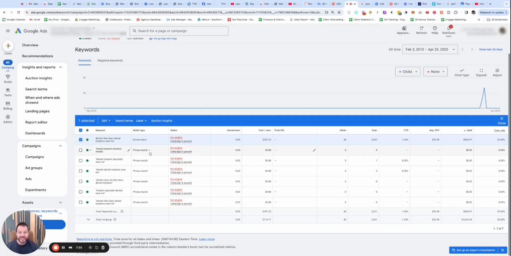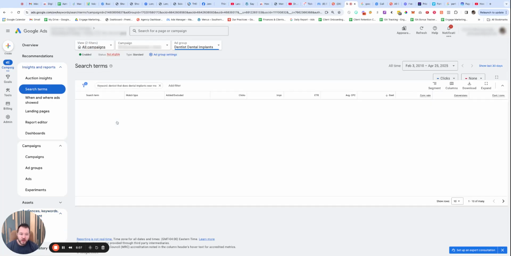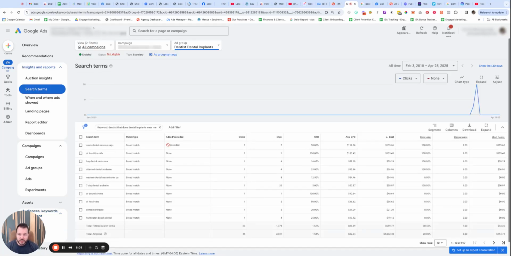Well, now let's dive a little bit deeper and see what search terms actually brought in these conversions. So if we click over here on the checkbox, that's going to select our broad match keyword, and if we click on search terms, this is going to show us the keywords that actually showed up. What people saw when they were searching, what they typed in or what they clicked on, keywords that led to the click to our ad and cost us money.